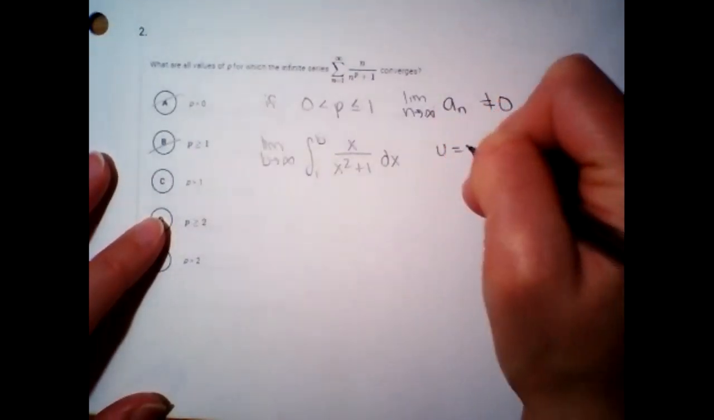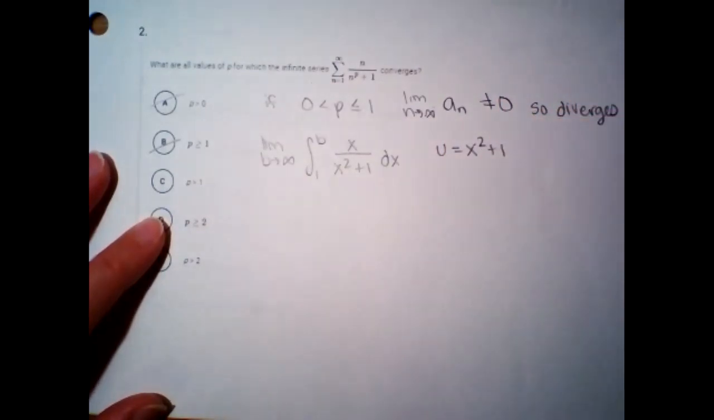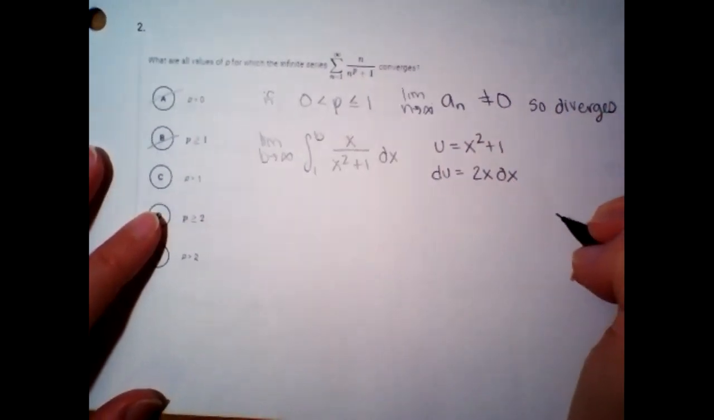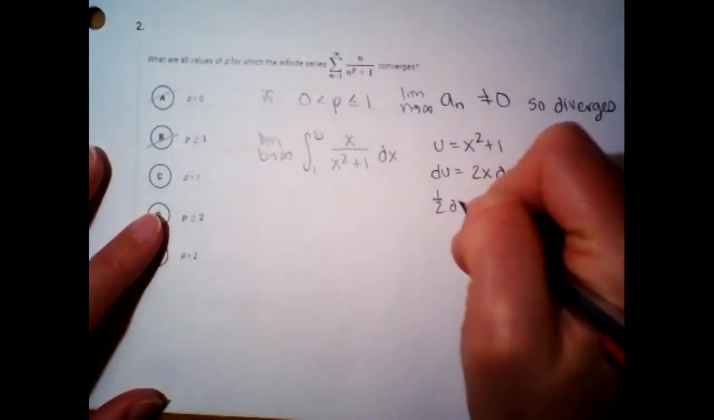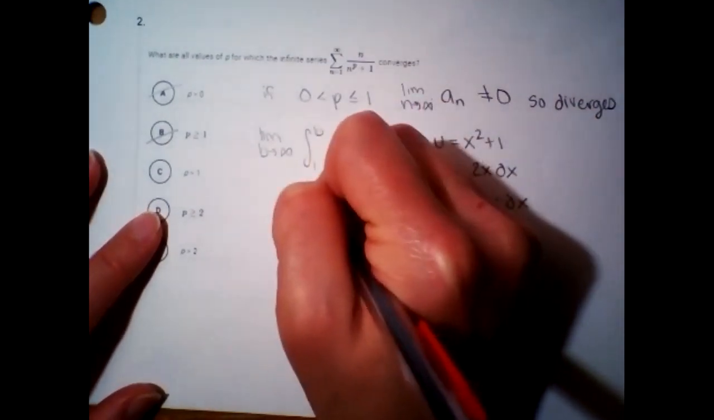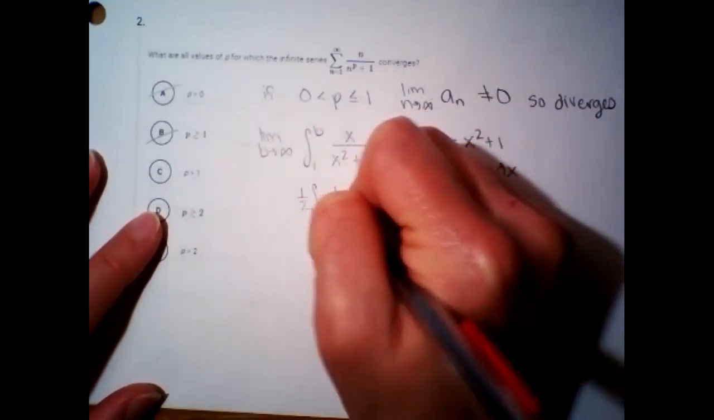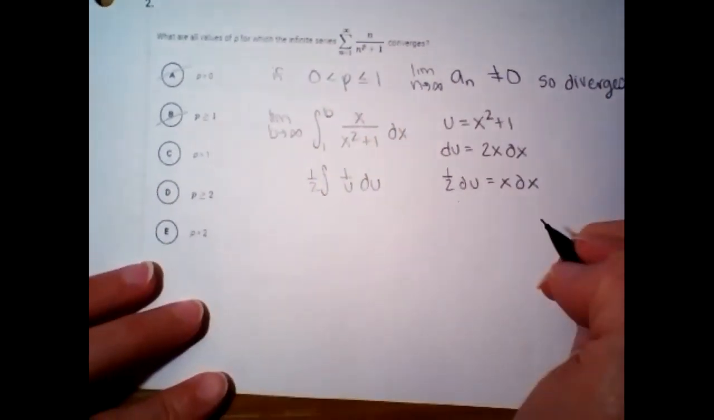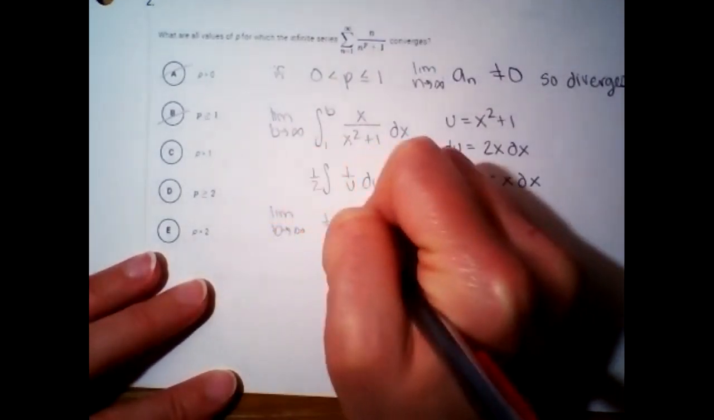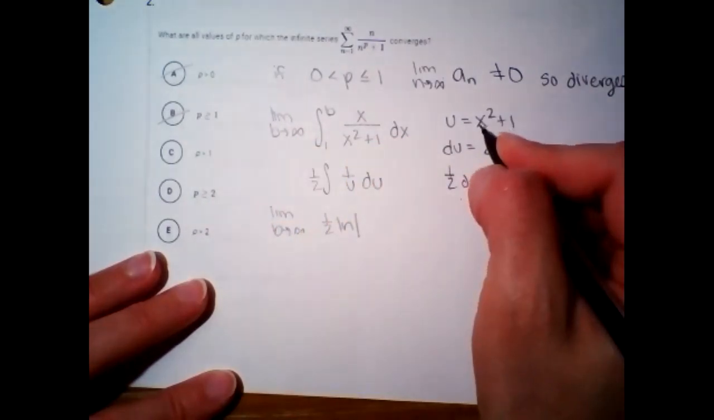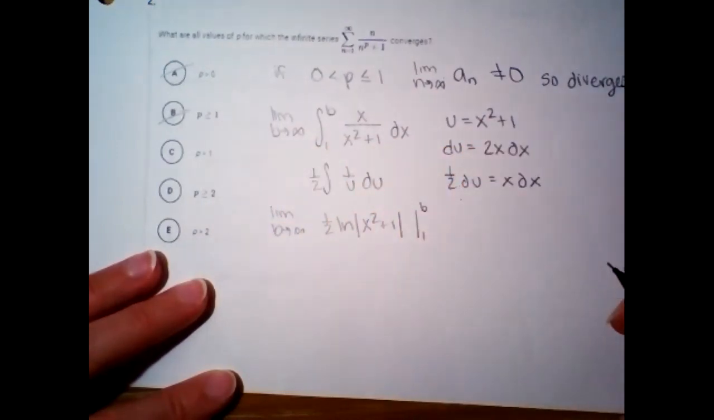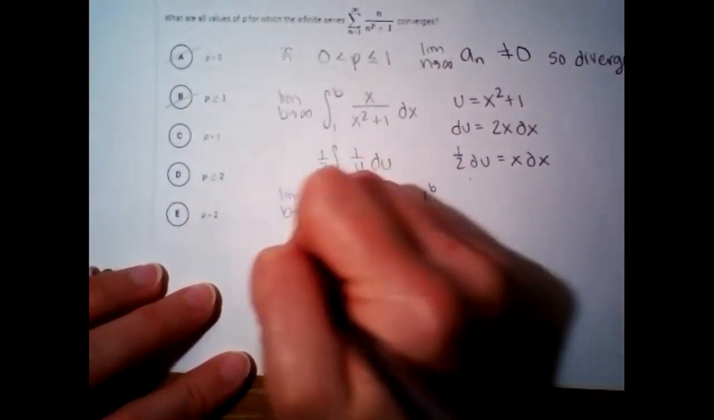So we're going to do a u substitution. U is going to be the x squared plus 1. Du is 2x dx, and we'll adjust with a 1/2. So it's going to be 1/2 integral of 1 over u du. And so that antiderivative is going to be ln. So this will be 1/2 ln of x squared plus 1. And we're going to evaluate from 1 to b. So this is going to be upper boundary minus lower boundary.